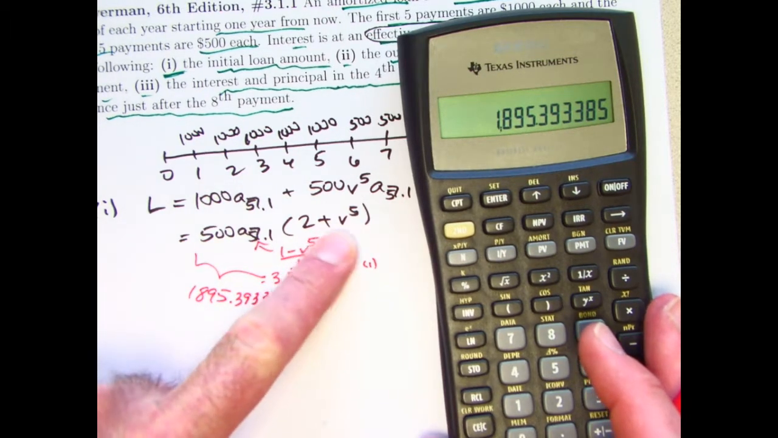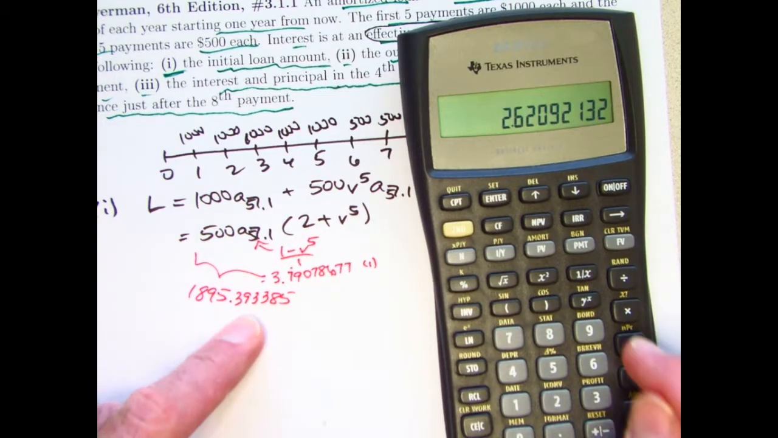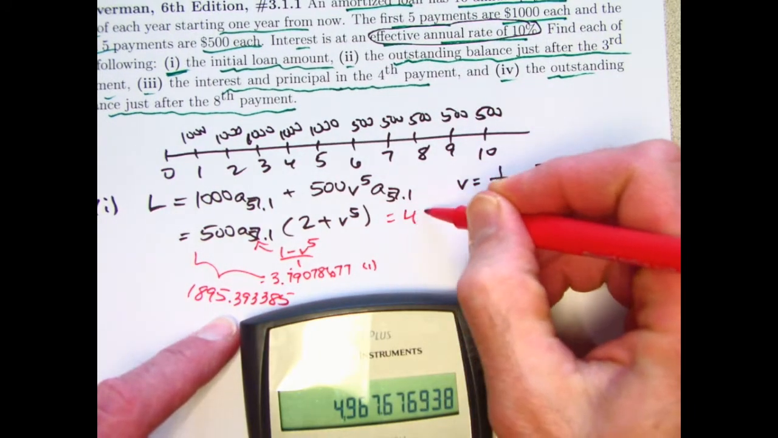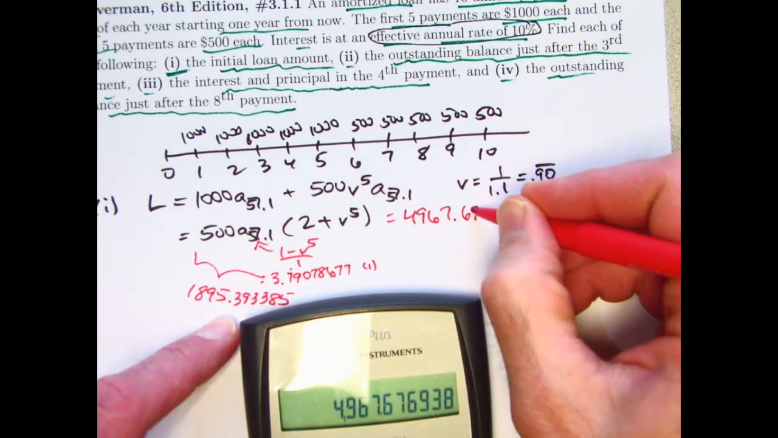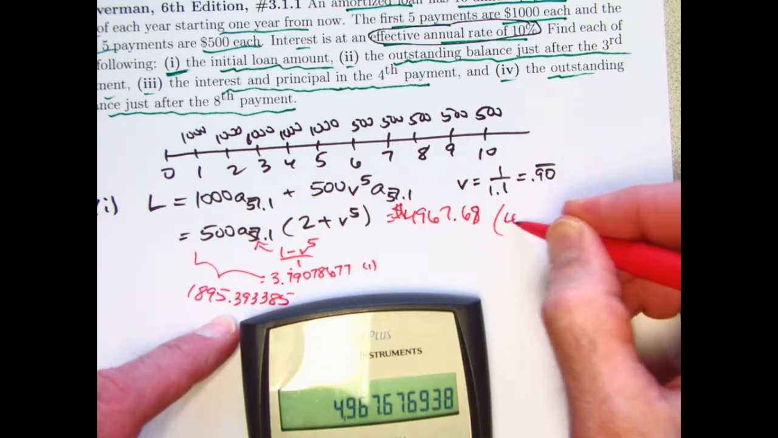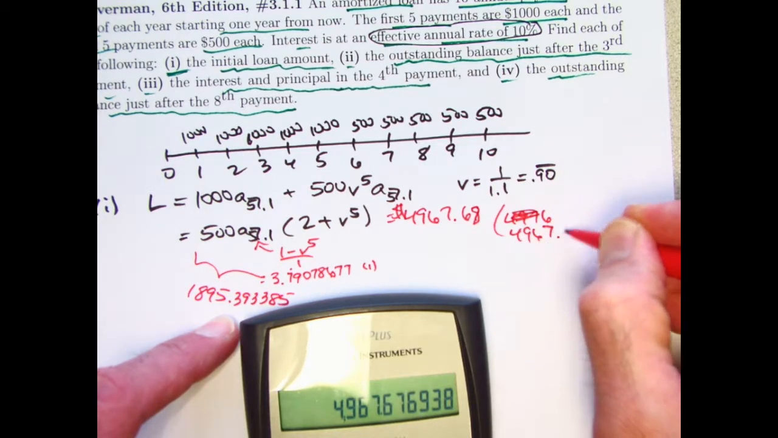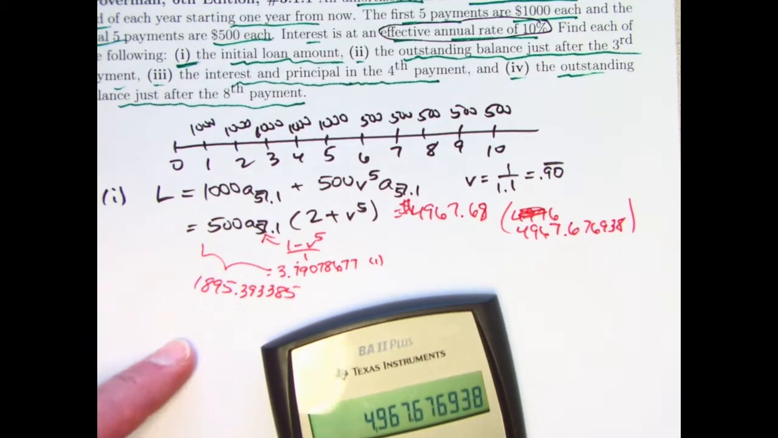Okay, now calculate V to the 5th. Recall 0, raised to the 5th power, add 2, multiply by this, which is in register 2. The final answer for the loan amount is $4,967.67, or 68 if you round it, dollars. 4967.676938 if we carry more decimals, just to play it safe for later on.